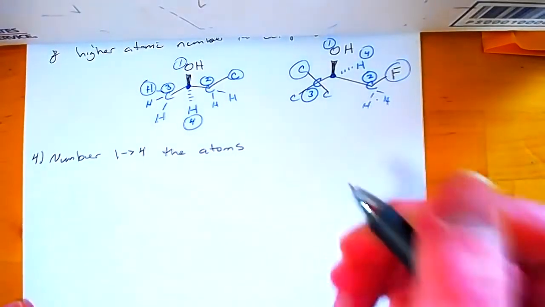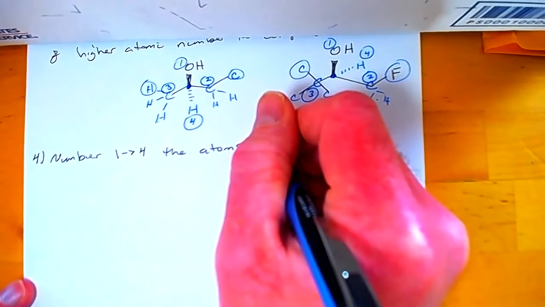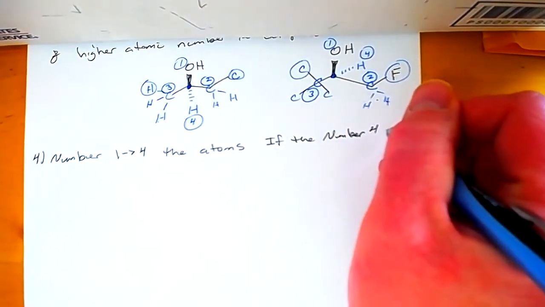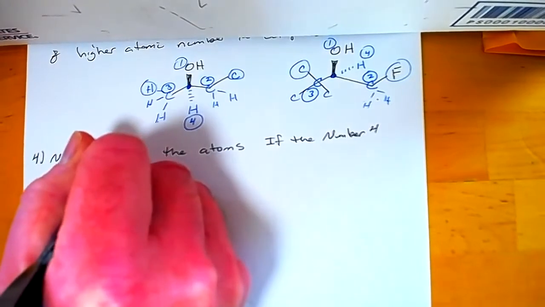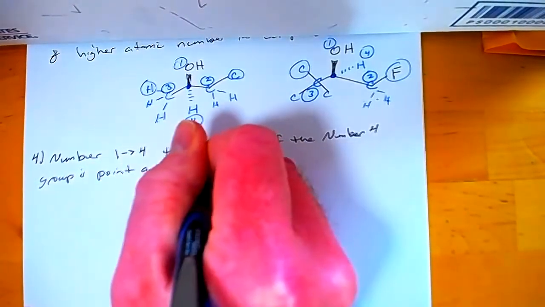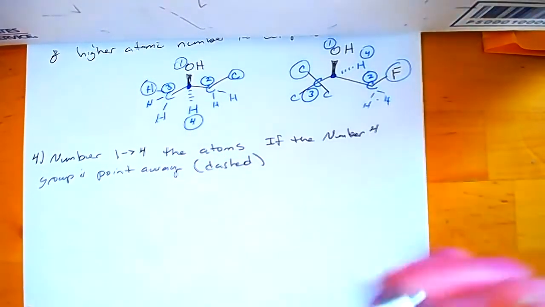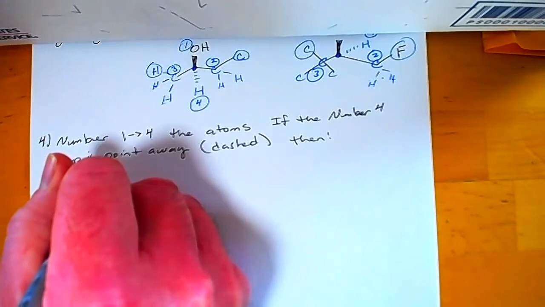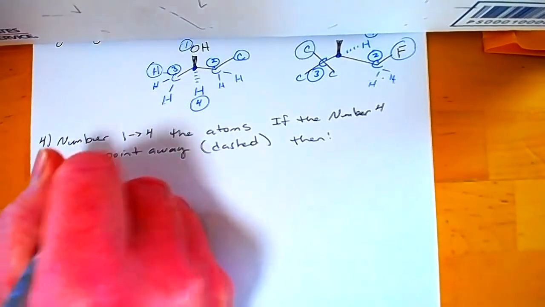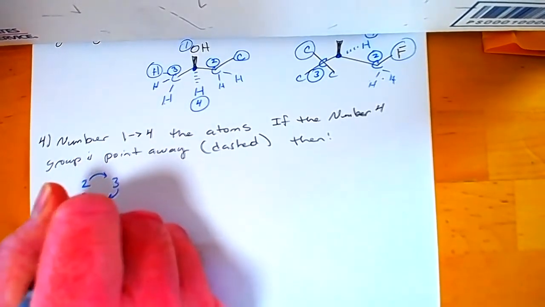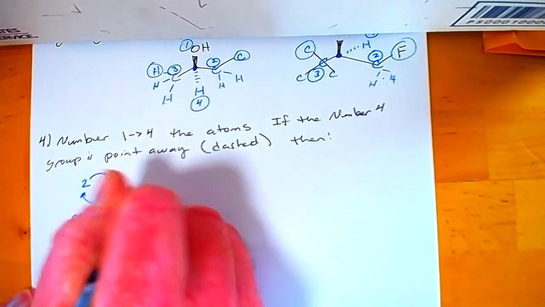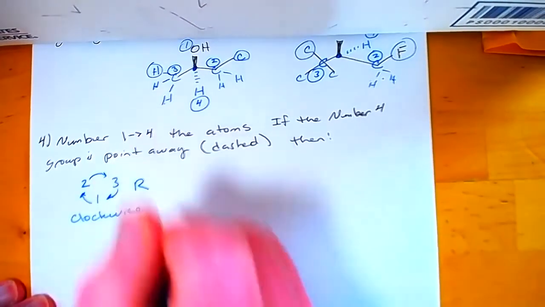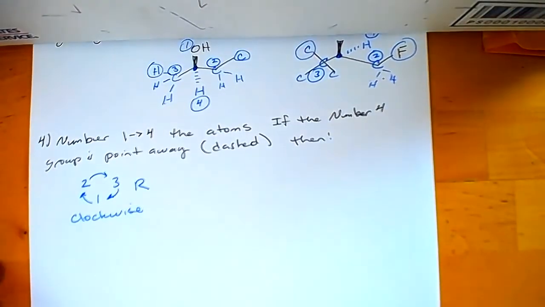Number the atoms 1 through 4, just like what we did. And if the number 4 group is pointing away, or is dashed, so it's pointed away from us, then follow the following pattern. So if you go, let's say, 1 to 2 to 3, and so you're going like this, that is a clockwise rotation, and we associate that with R. Now R stands for rectus, and that means right-handed.